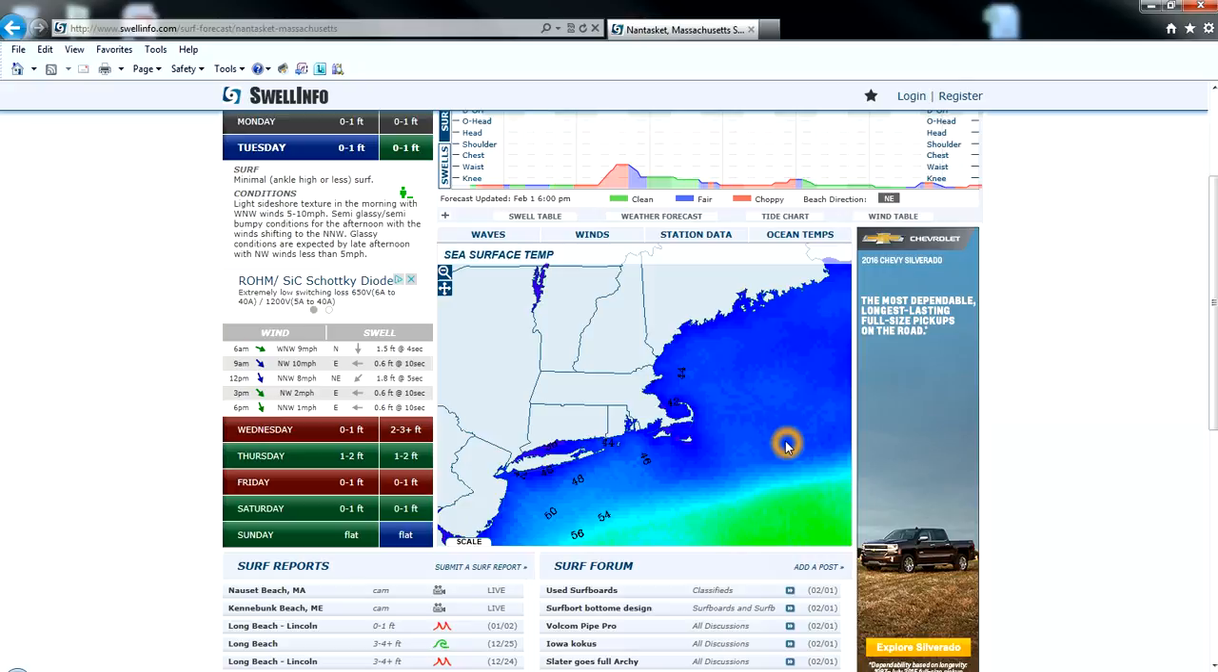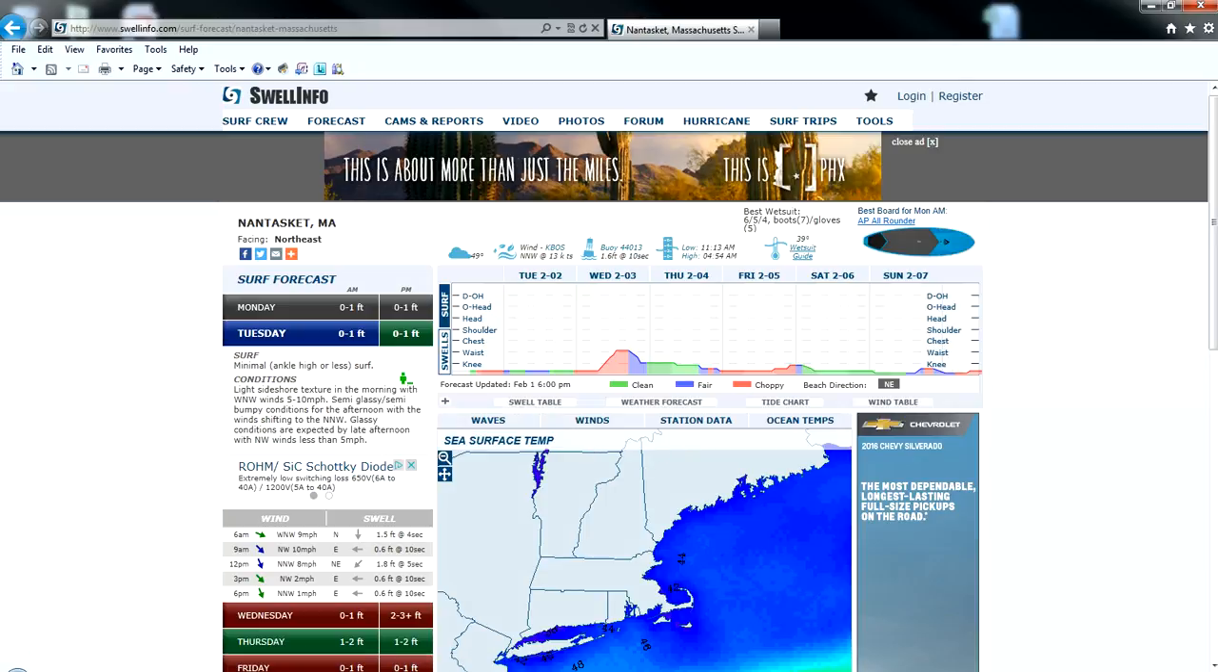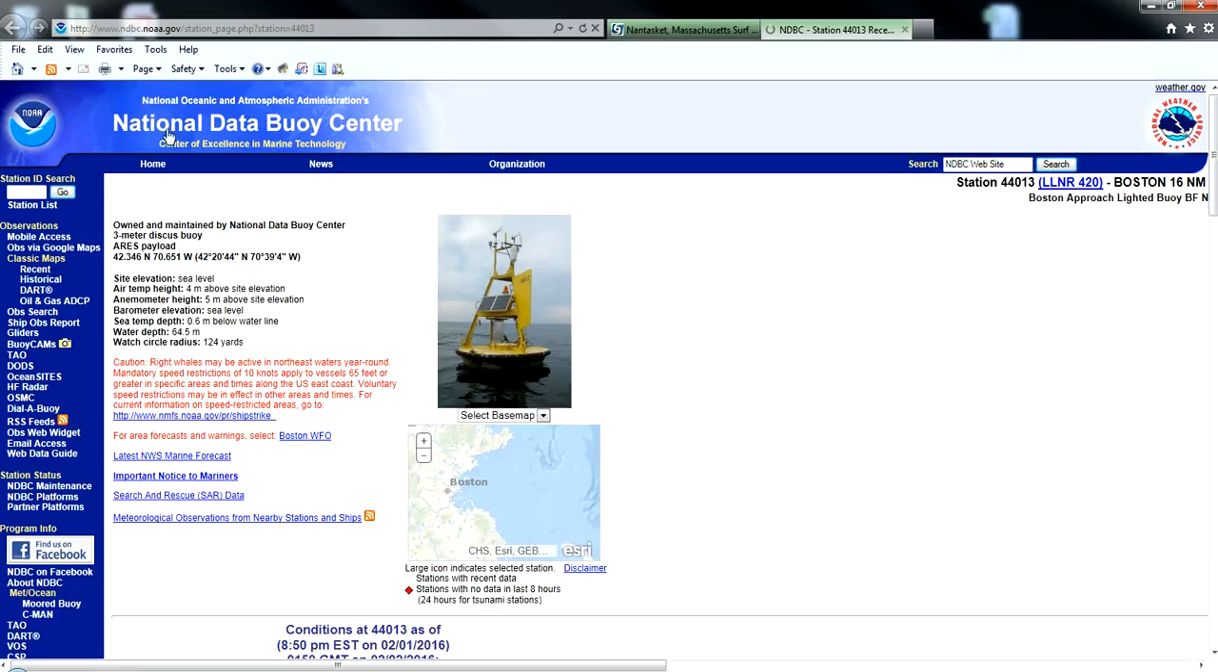SwellInfo is a physical, non-living, and man-made system. It's also a white box system because you can see all the parts of it and look at where they get their weather data from and where they get their buoy data from, like the National Data Buoy Center.